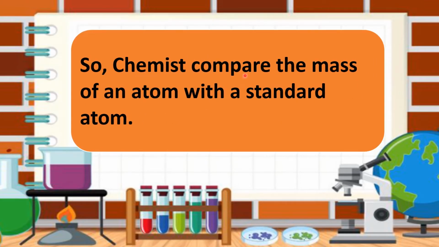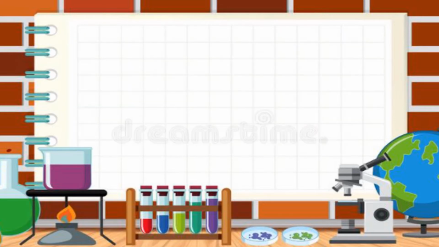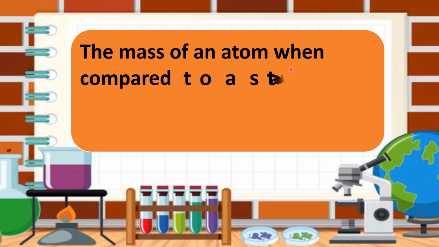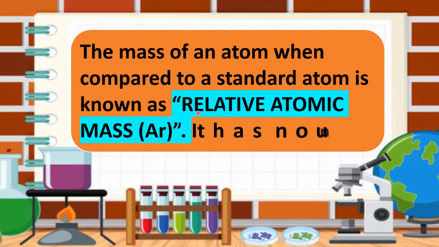Okay, so the chemists compare the mass of an atom with a standard atom. This is how they are going to know the mass of an atom, by comparing it with a standard atom. The mass of an atom when compared to a standard atom is known as the relative atomic mass, with the symbol Ar. Again, Ar stands for relative atomic mass. And it has no unit.